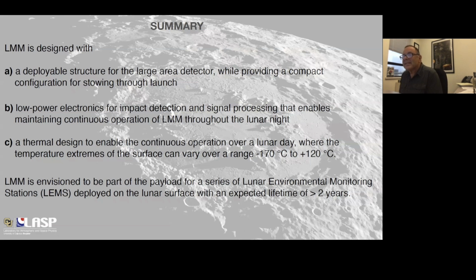But in principle, you could envision that an instrument like this could be deployed as part of a lunar environmental monitoring station, and arguments are around that we could build rovers that would have an expected lifetime well over 2 years, safely surviving the temperature swings from day and night.